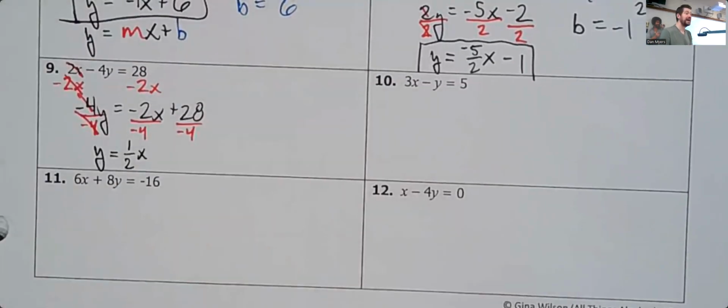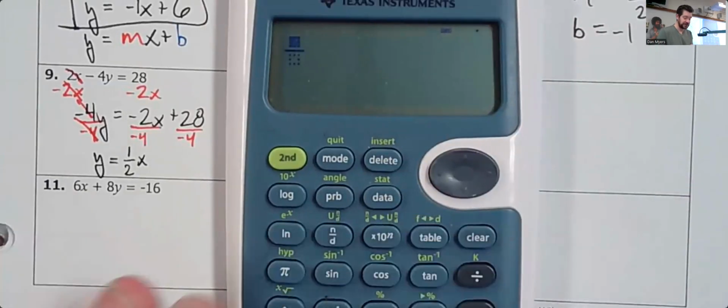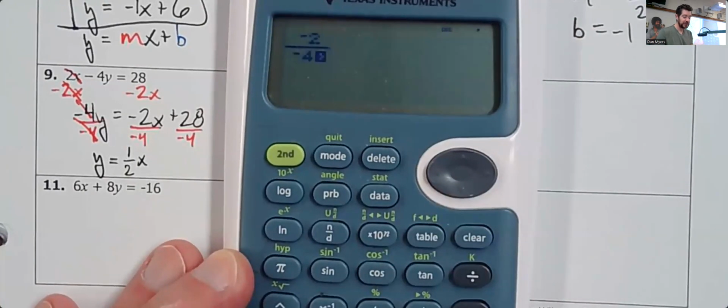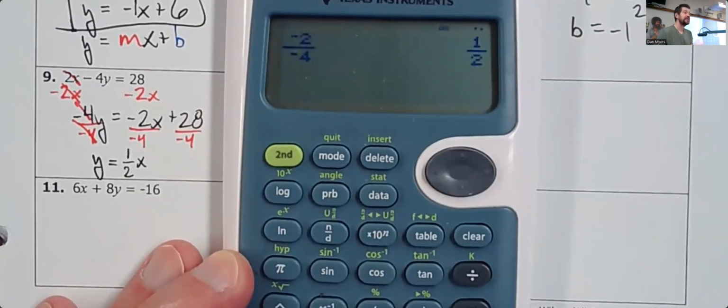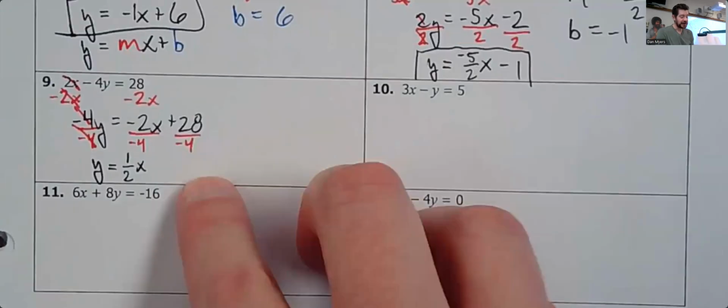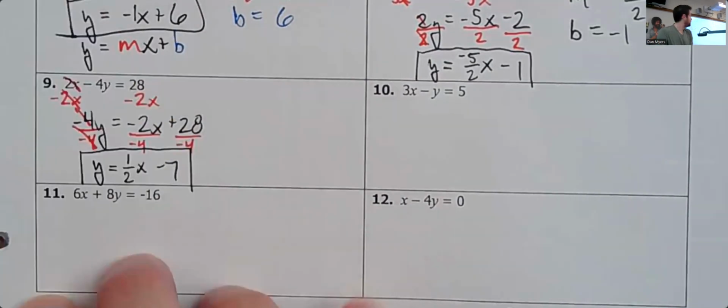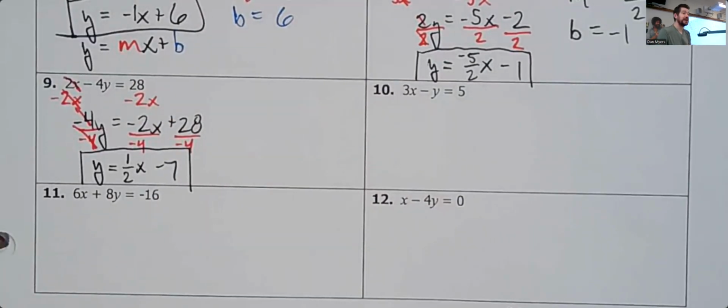Good, positive 1/2. And by the way, if you're unsure about how the fractions reduce, just type it into the calculator as a fraction. -2 over -4. There it is, positive 1/2. You can just type it directly in, it'll give you the reduced fraction. 28 divided by -4 is -7, so we're going to write y equals 1/2 x minus 7. That is the slope-intercept equation for number 9.